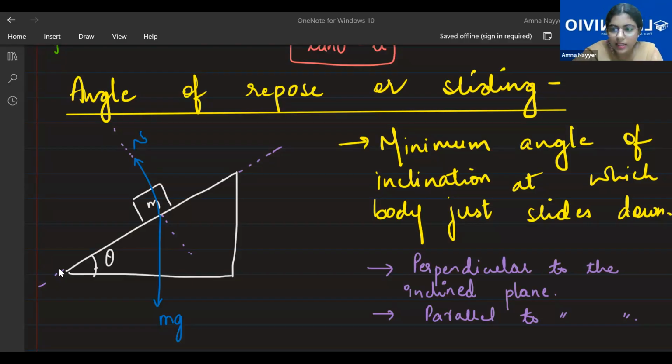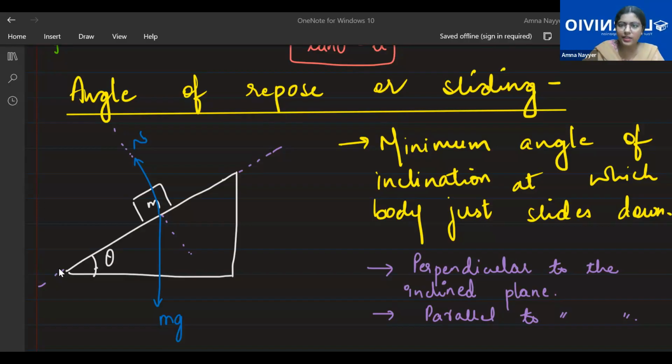How do we resolve the vectors usually? We resolve the vectors along the x-axis and y-axis separately. Right, that's what we've studied. But this isn't the case now. If this is your inclined plane, then perpendicular to the inclined plane and parallel to the inclined plane is how you have to resolve whatever vectors are there.